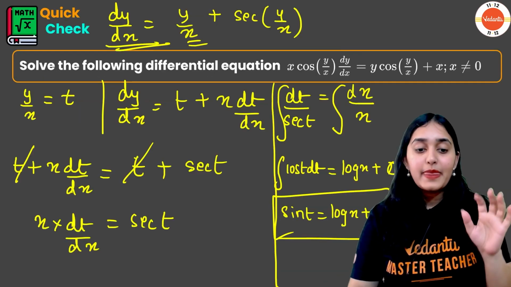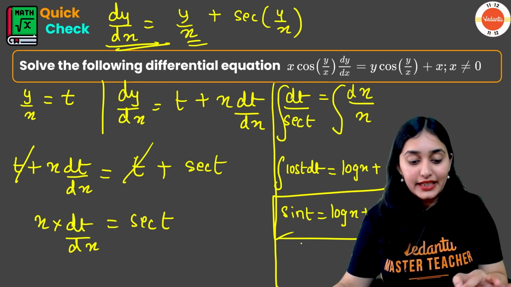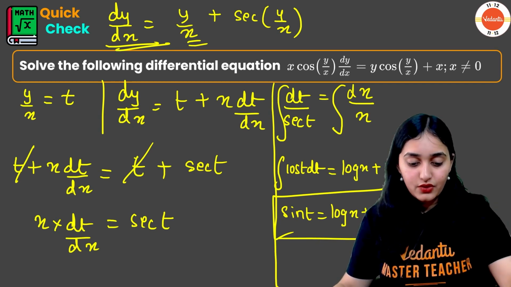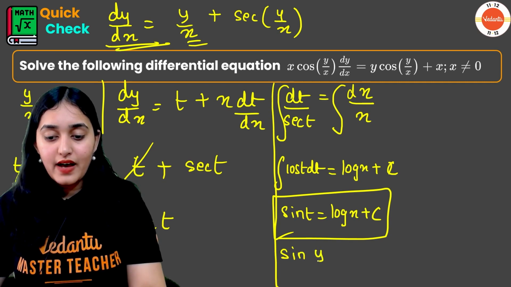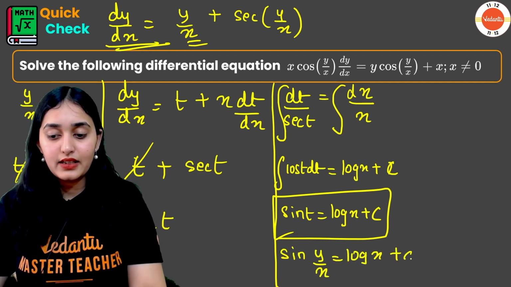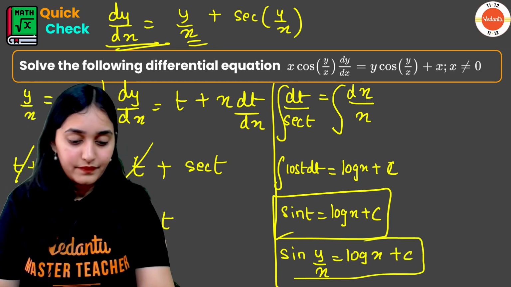But wait, you cannot write this as your final answer. You have to put y by x in place of t. So now your equation becomes sin(y by x) is equal to log x plus c. So this is your final answer. Okay.